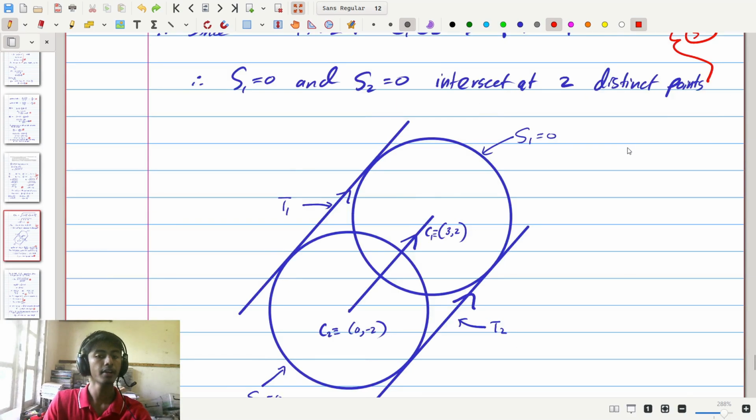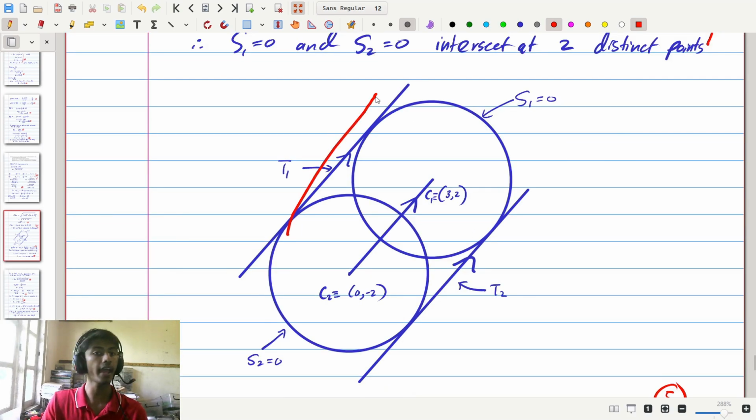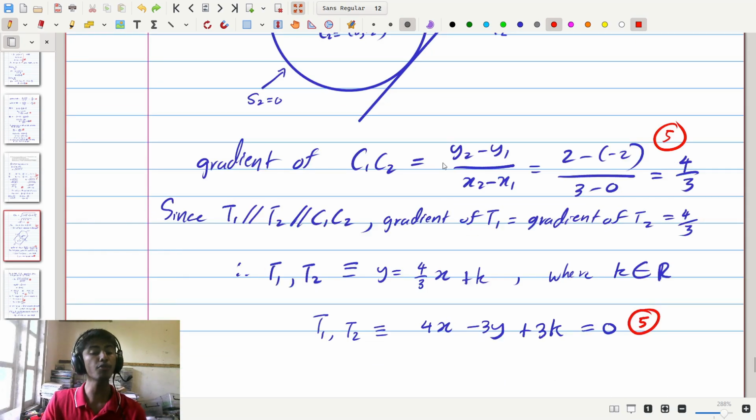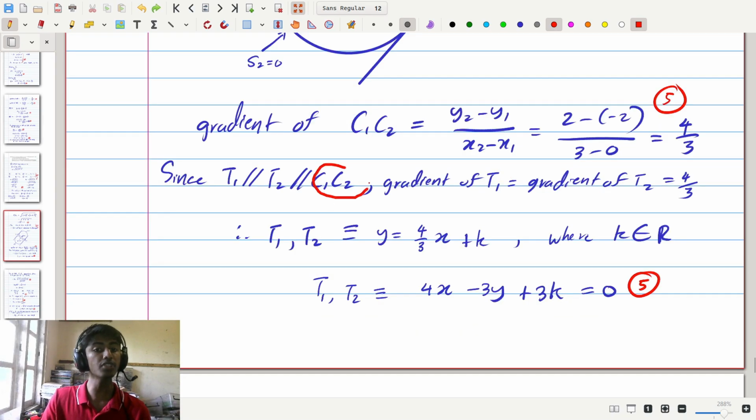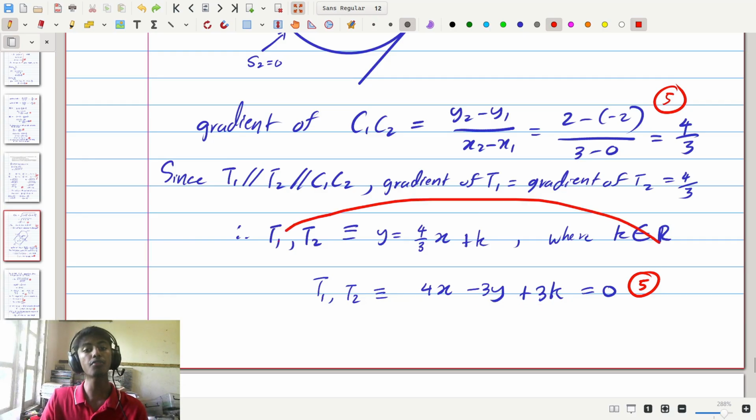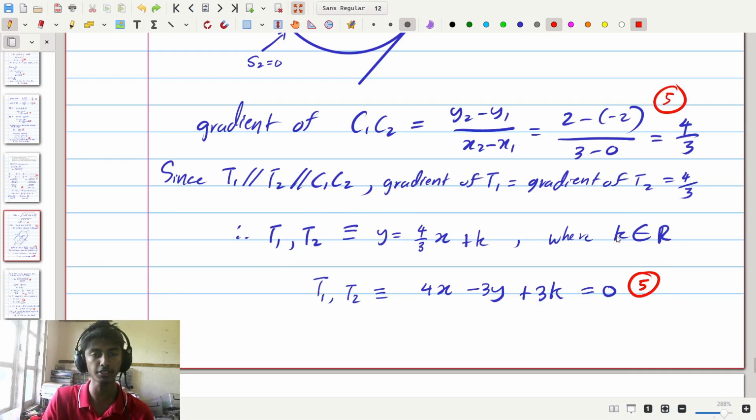Now after that, when you consider the two tangents here and realize that these two tangents are parallel to C1C2, and therefore when you find the gradient of C1C2 is equal to 4 over 3, you get 5 marks. And after that, when you then say these two are parallel to C1C2 and then they have the same gradient, and from that, when you get that T1 and T2 are both of the form y equals 4 over 3 x plus k, or the form 4x minus 3y plus 3k equals 0, for either of these forms, you get 5 marks.